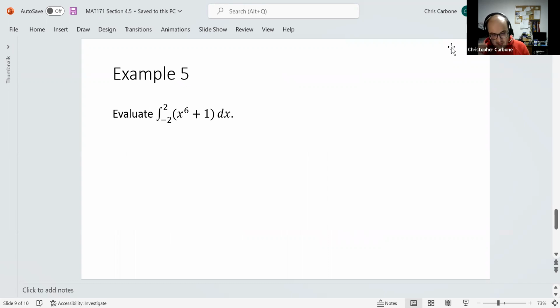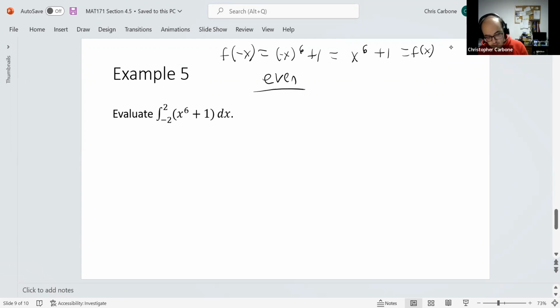So, for example, we want to evaluate the integral from -2 to 2 of x to the 6th plus 1 dx. So if we put -x in for x in this function, this will be -x to the 6th plus 1, and that will just give us x to the 6th plus 1, which is the value of the function back. So this would be an even function. So because of that, so we don't have to deal with the negative terms, we could just take 2 times the integral from 0 to 2 of x to the 6th plus 1 dx.